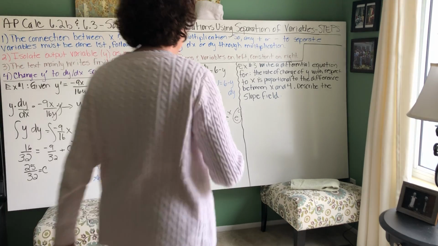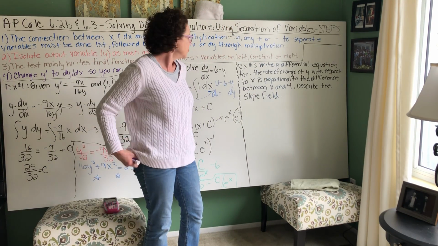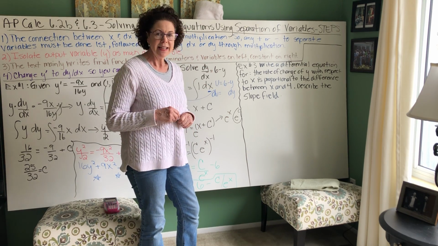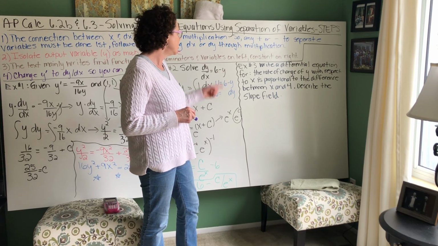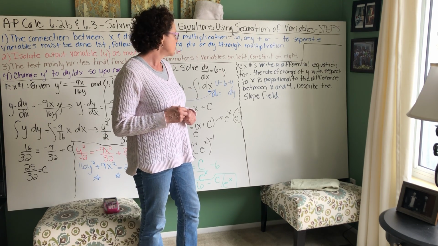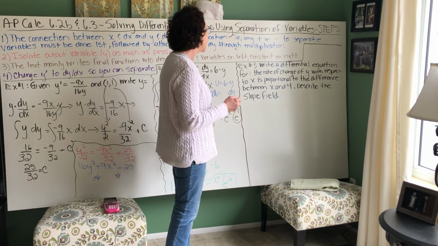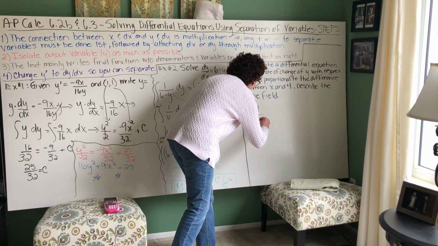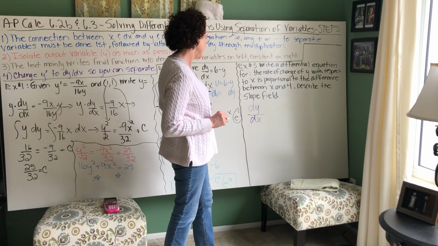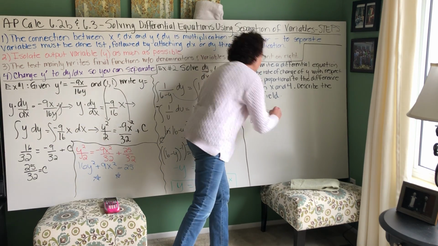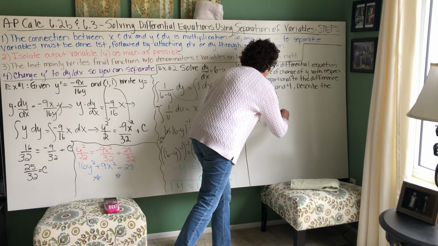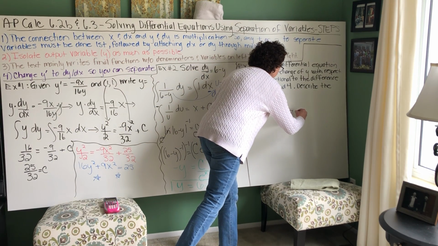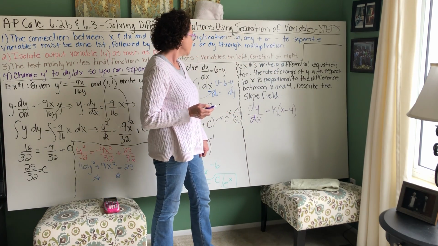It is. All right. Number 3, write a differential equation for the rate of change of y with respect to x is proportional to the difference between x and 4 and describe the slope field. Okay, so the rate of change of y with respect to x is proportional to the difference between x and 4. And describe the slope field.